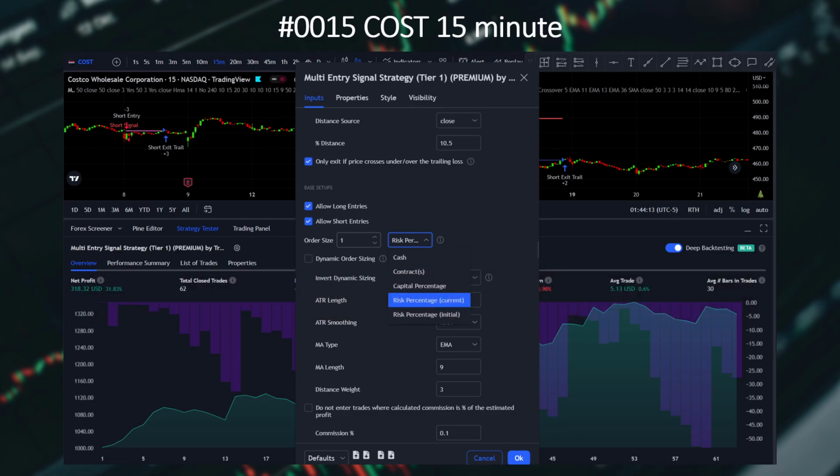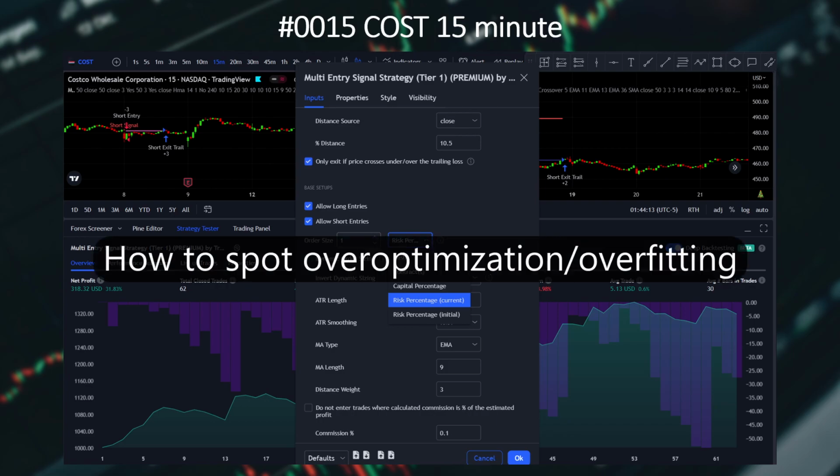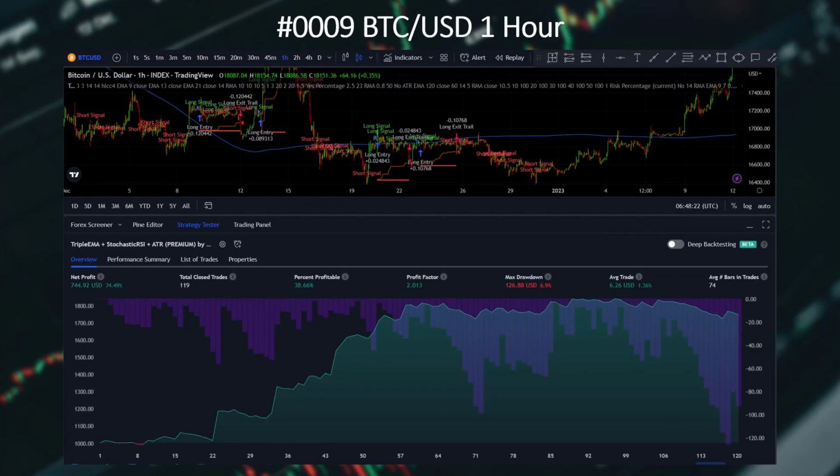And last but not least, let's check out one of the failed strategy optimizations, and let me share with you how you can spot if you have over-optimized or overfitted your strategy optimization. Here you can see the 009 optimization. This was made for BTC versus US dollar 1 hour chart. This optimization was made and released on the 16th of August 2022. This strategy optimization performs great, but let's see how the strategy performed after the optimization release date.